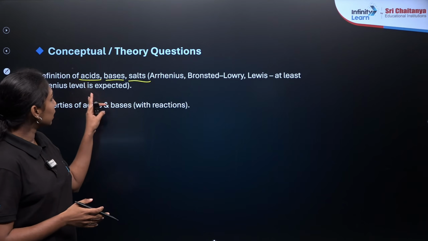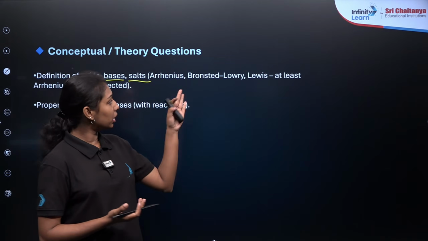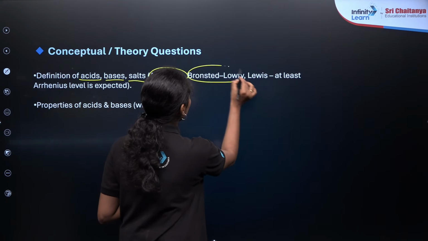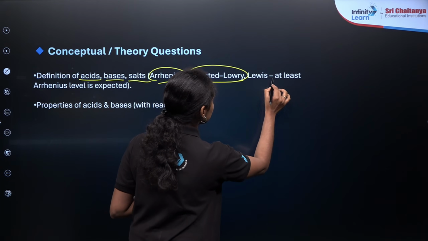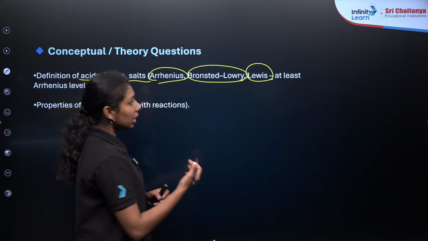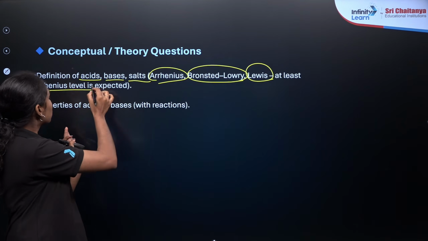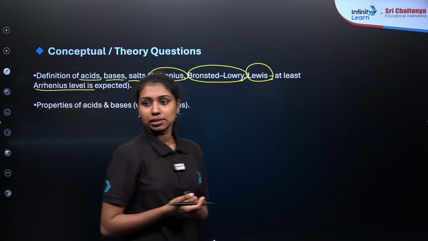Then we have already studied the acid-base concepts: the Arrhenius theory, the Bronsted-Lowry theory, and the Lewis acid and base concepts, right? At least you must have an idea about the Arrhenius theory. So what do you mean by the Arrhenius theory of acids?